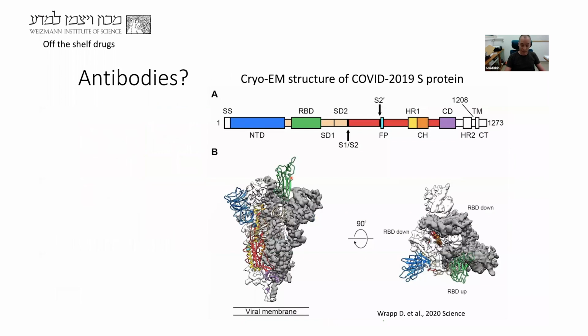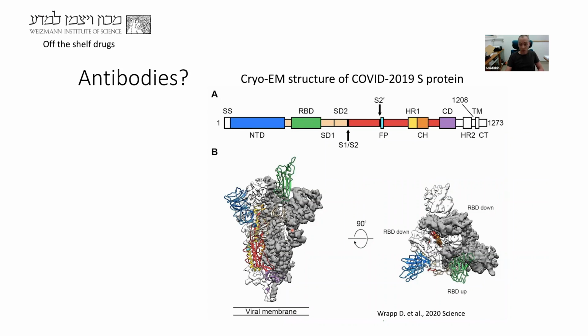So the last thing that I want to mention in respect to off-the-shelf drugs are antibodies. In recent years, we have more and more positive experience in treating various pathological conditions with antibodies, starting from cancer and ending in infectious diseases. The target of such antibodies would be the spike protein. And here you can already see the structure of the spike protein of the new SARS coronavirus. So this is the target of those antibodies.